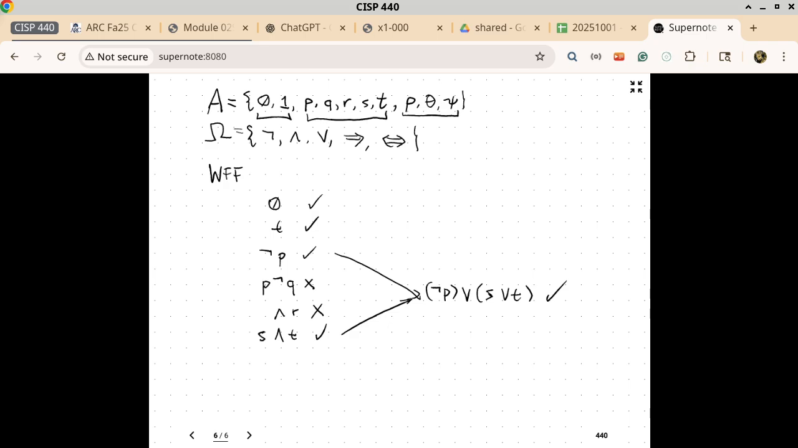Because conjunction takes two, right? So if you only give one thing to the conjunction, it is not well formed. If you try to give it three, it's not well formed. If you try to give the negation two things, it is not well formed. But everything you give it also has to be well formed in order for the result to be well formed. So that's where the recursion comes in.